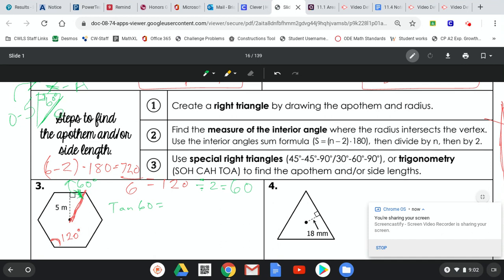So we do tangent of 60 equals opposite over adjacent, so equals 5 over x. Where's x? X is on the low side, so you switch this over and you divide. So 5 divided by the tangent of 60 gives us x approximately 2.89.